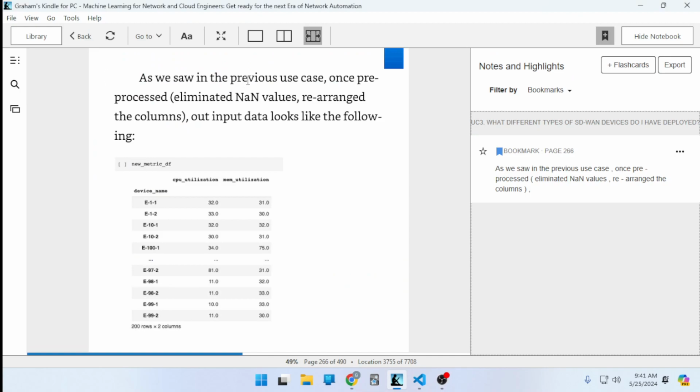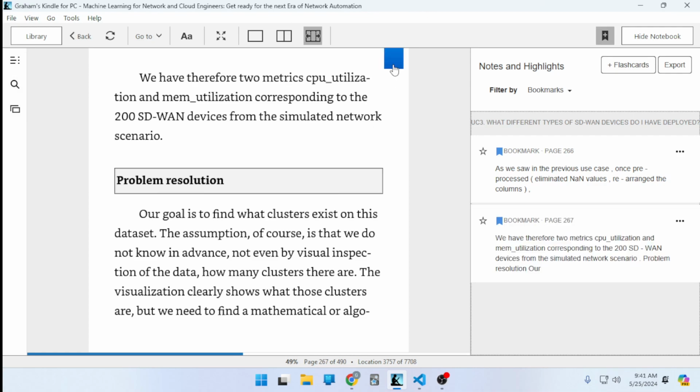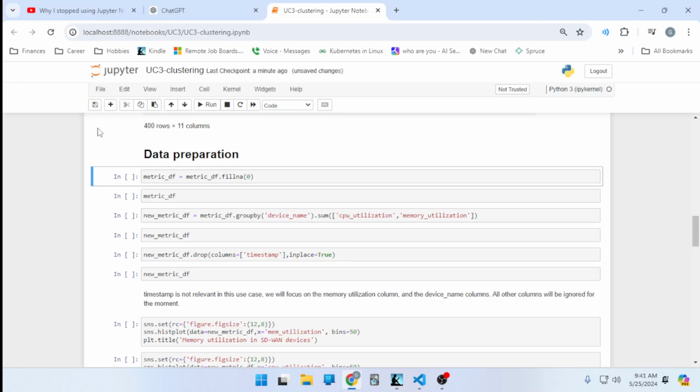Okay, so as we saw in the previous use case, once pre-processed, eliminated NaN values, rearranged the columns, our input data looks like the following. So they've already done all the optimizations there. We have therefore two metrics, CPU utilization and mem utilization, corresponding to the 200 SD-WAN devices from the simulated network scenario. All right, so let's do that.